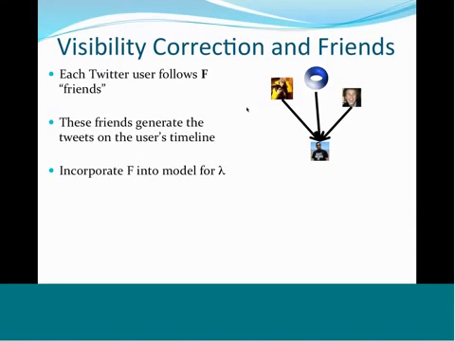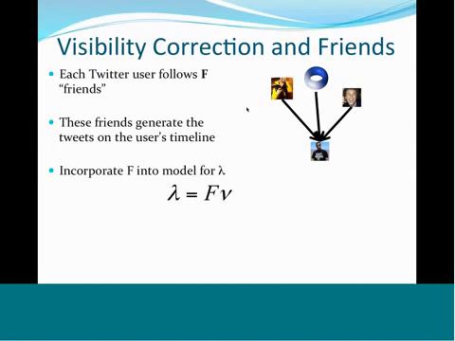Alright. So now let's take the visibility correction. We say it's 1 over t for large t. Let's look at it in more detail to get a bit more understanding of it. We said that the timeline rate depends on how many people you follow, how many friends you have on Twitter. If I follow these people, they're my friends, they're all going to give me tweets, they're going to fill up my timeline. So let's put F into our model for lambda, the timeline rate. And this is a very simple thing.